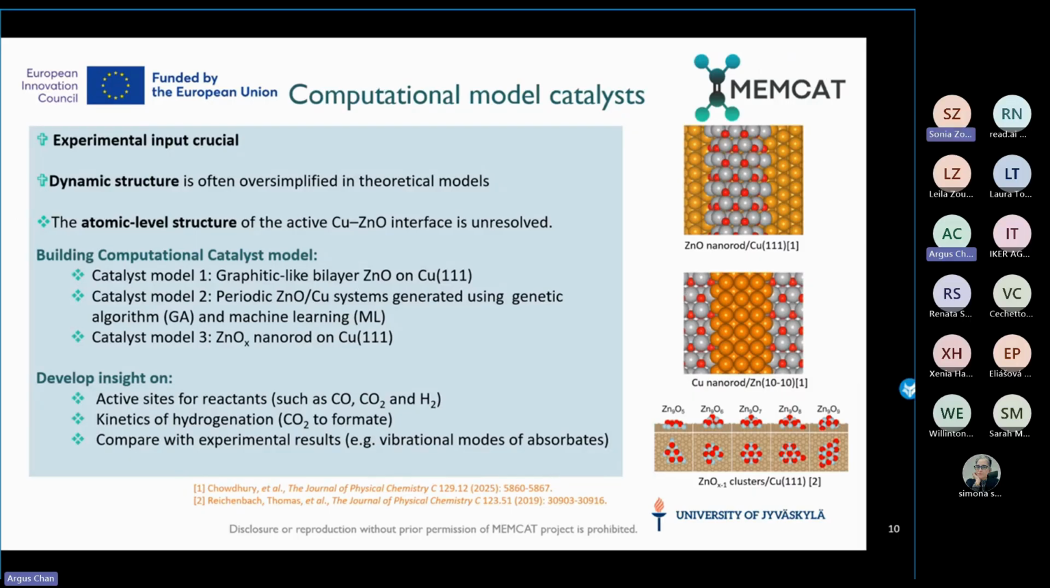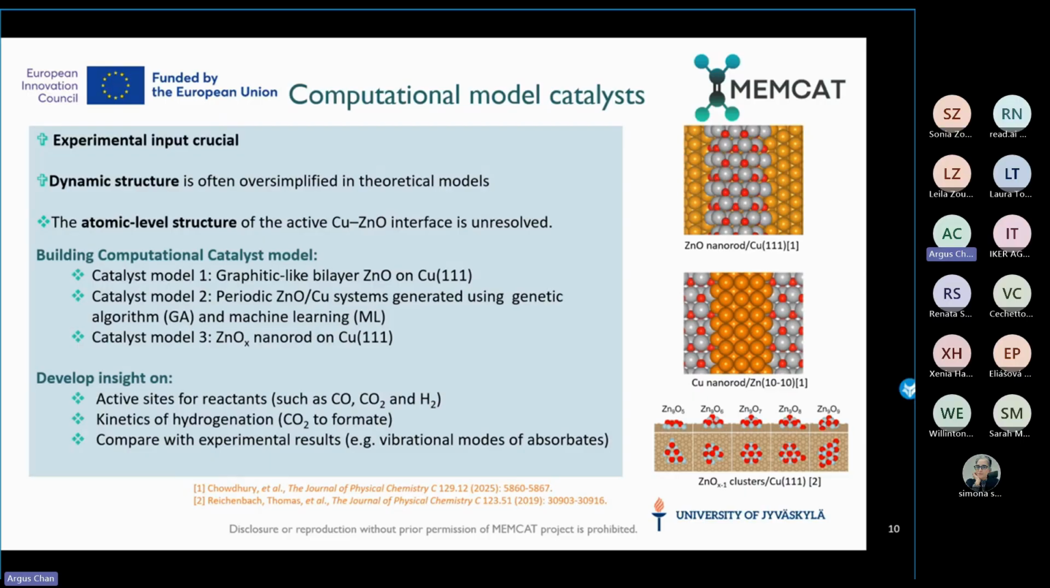Typically, these computational models have been highly idealized, like shown here on the right. You have a zinc oxide, perfect ideal nanorod on a copper surface, mimicking the interface between zinc oxide nanoparticle and the copper. Or you can have the vice versa model. Or people have also extensively used tiny zinc oxide cluster models on copper surfaces.